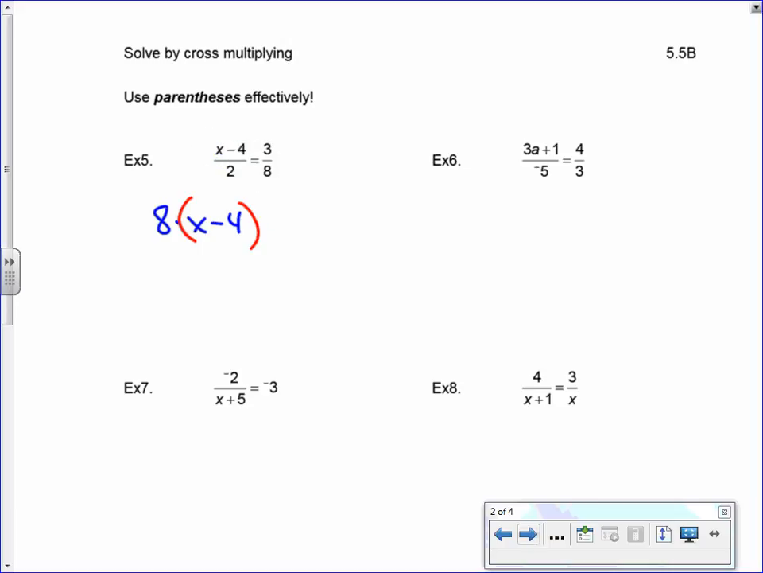2 times 3 is 6. So this is just not hard, it's just got one extra layer of complexity to it, and we do stuff that we already know how to do, distributive property, 8x minus 32 equals 6. Add 32 to both sides.